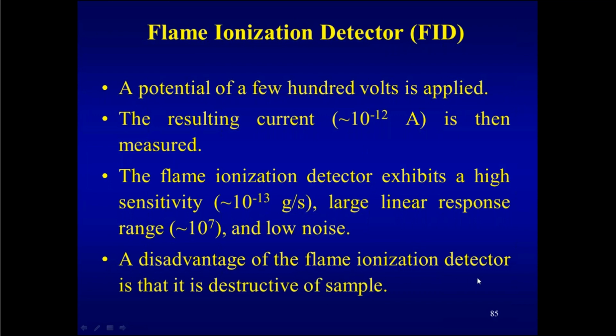A disadvantage of the flame ionization detector is that it is destructive of the sample. So whatever sample is passing through a flame ionization detector cannot be collected and used for any further studies, because it ionizes and changes the nature of the sample. So it does not satisfy one of the desirable characteristics of a gas chromatograph, but otherwise it has very high sensitivity. It is a rugged detector. It can be used for all organic compounds. So these are a number of advantages which make it a very popular detector.